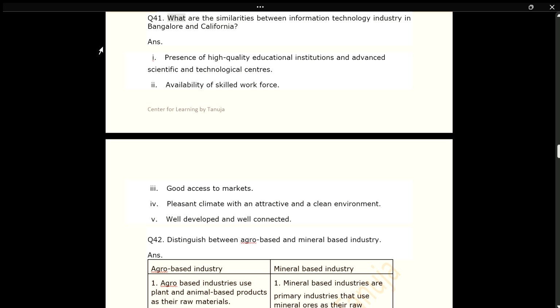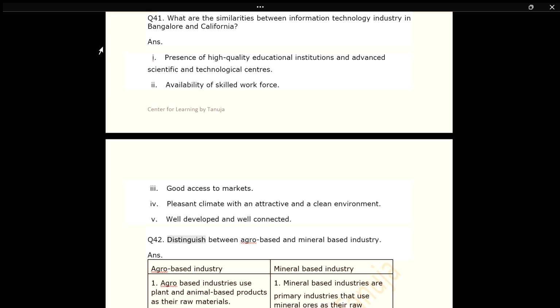Q41. What are the similarities between the information technology industry in Bangalore and California? Ans. 1. Presence of high-quality educational institutions and advanced scientific and technological centers. 2. Availability of skilled workforce. 3. Good access to markets. 4. Pleasant climate with an attractive and clean environment. 5. Well developed and well connected.